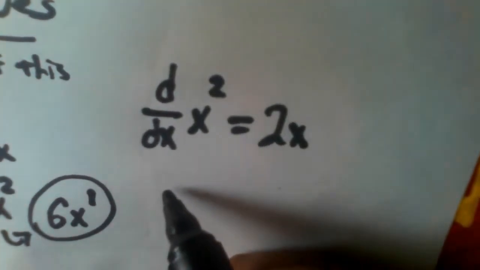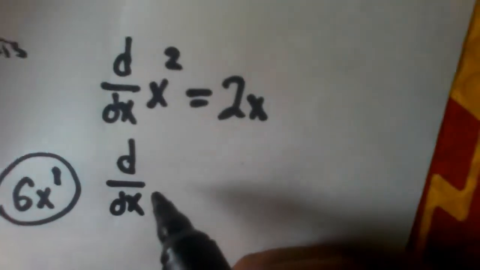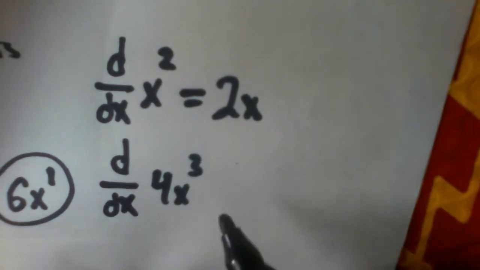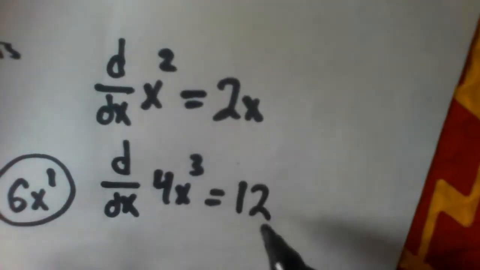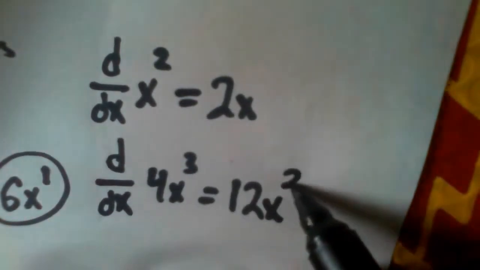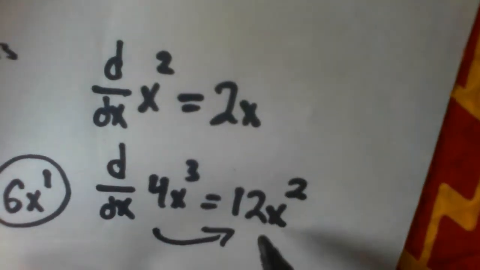Alright, so let's try taking the derivative of, let's do 4x cubed. So 3 times the 4, that'll give us 12, then we subtract 1 from the exponent, so it's just x squared, because 3 minus 1 will give us 2. So this gives us that.